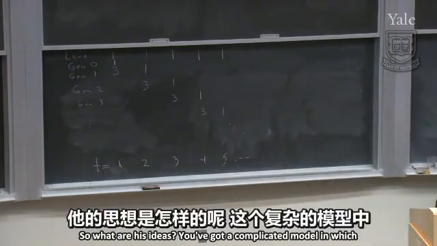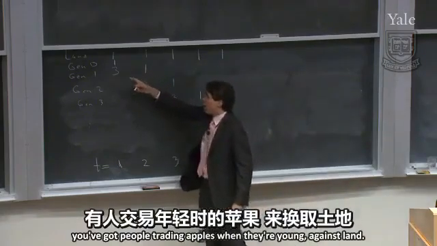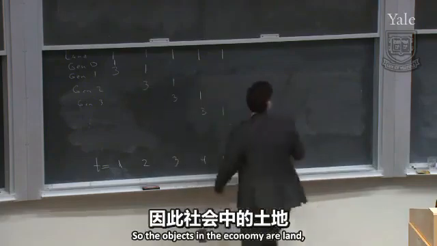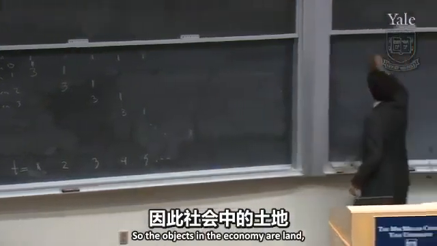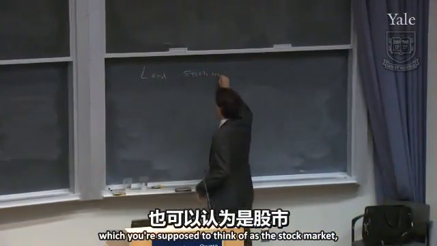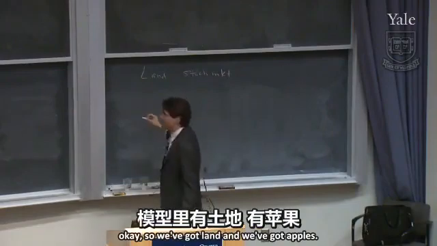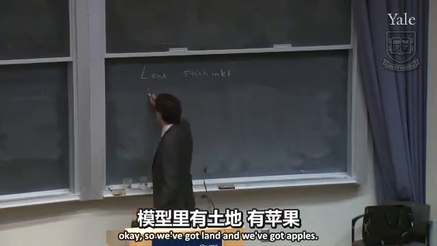So what are his ideas? You've got a complicated model in which you've got people trading apples when they're young against land. So the objects in the economy are land, which you're supposed to think of as the stock market. Okay, so we've got land, and we've got apples.